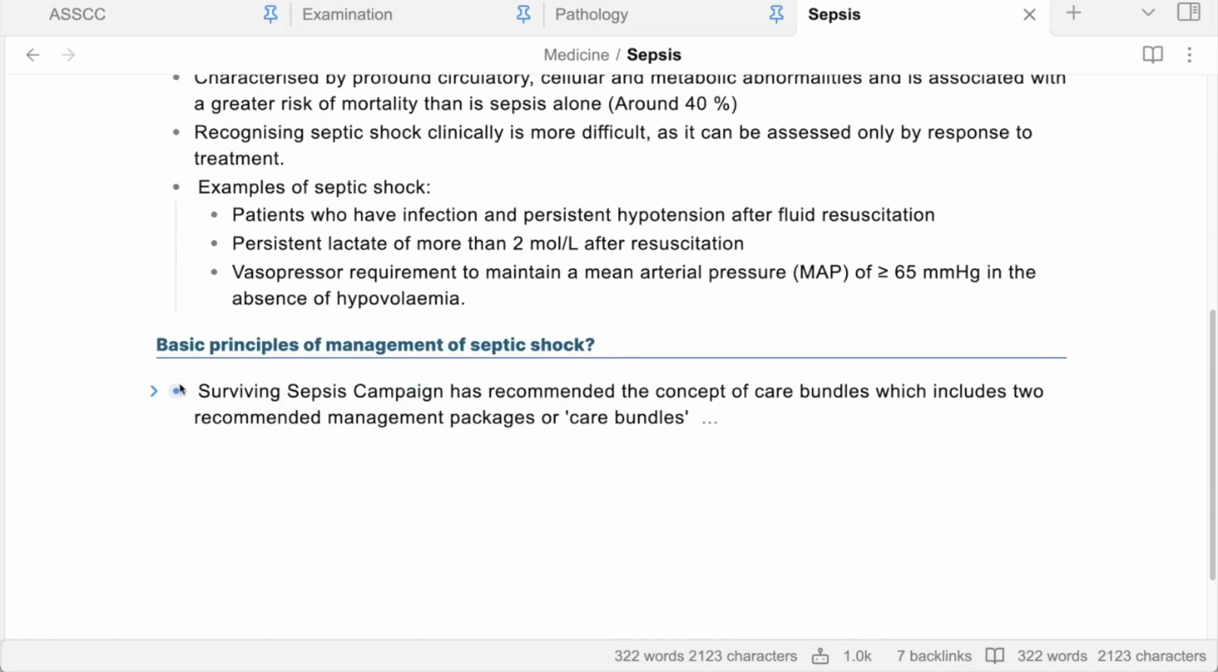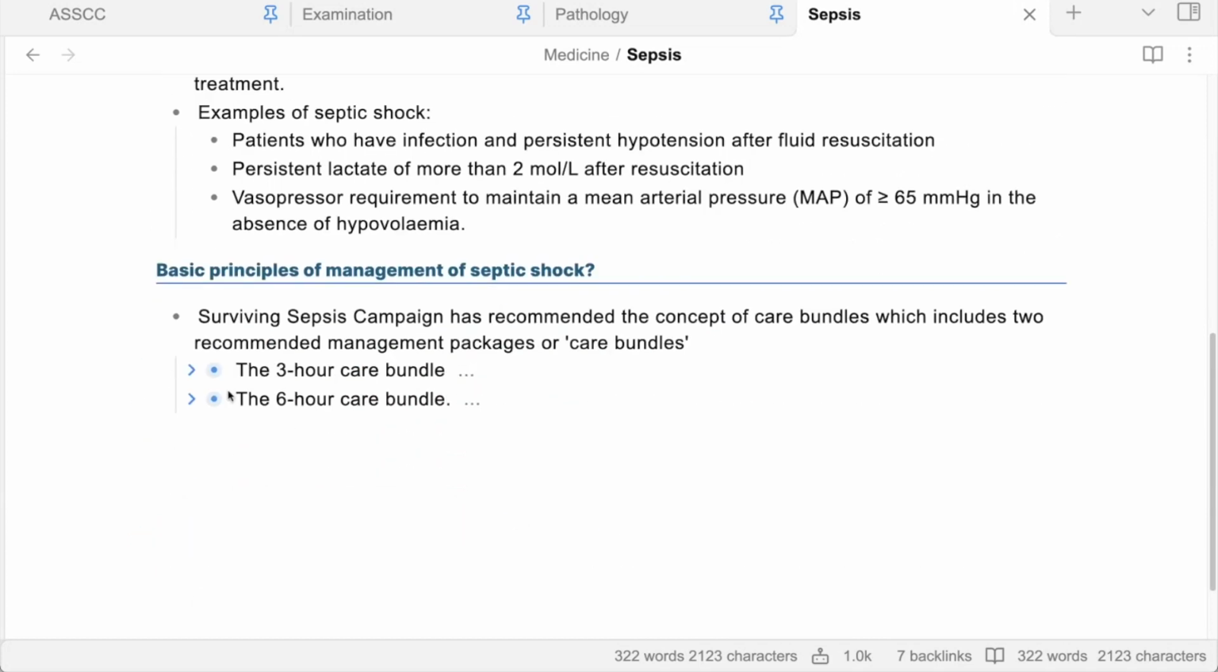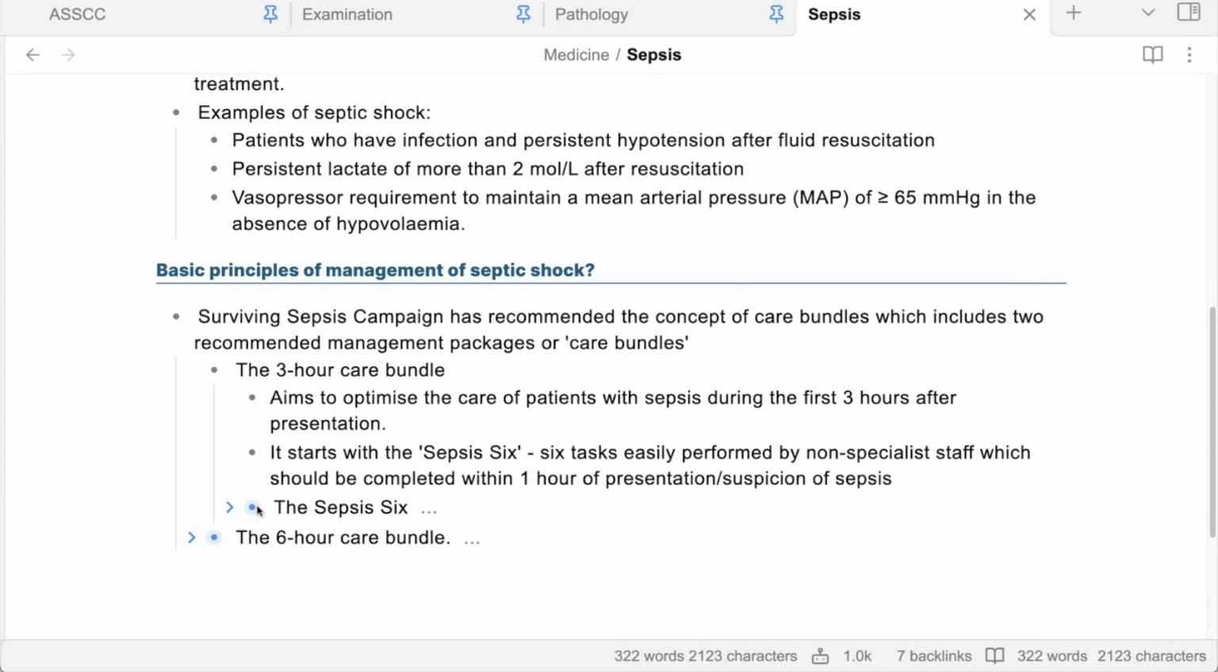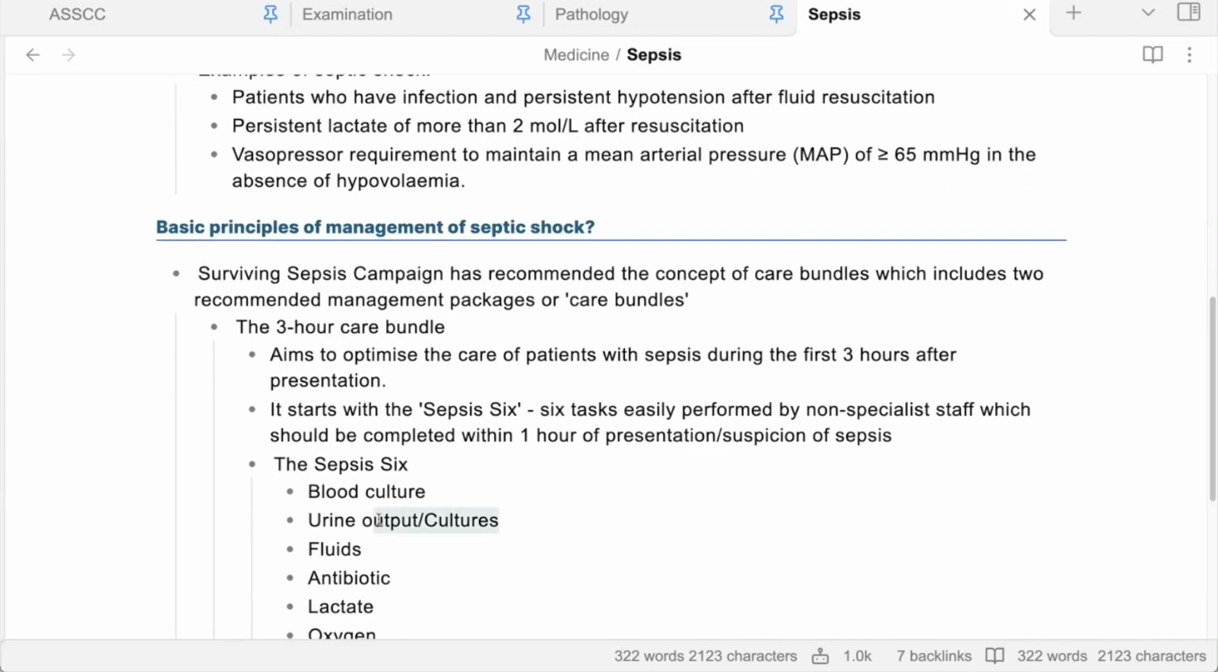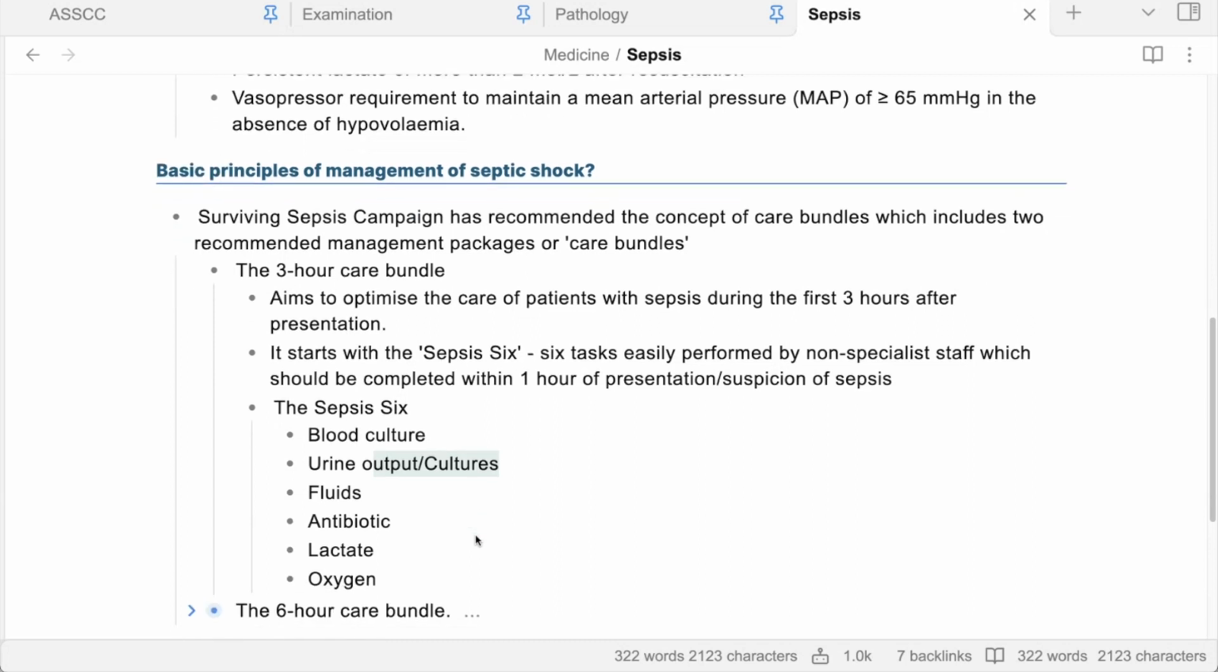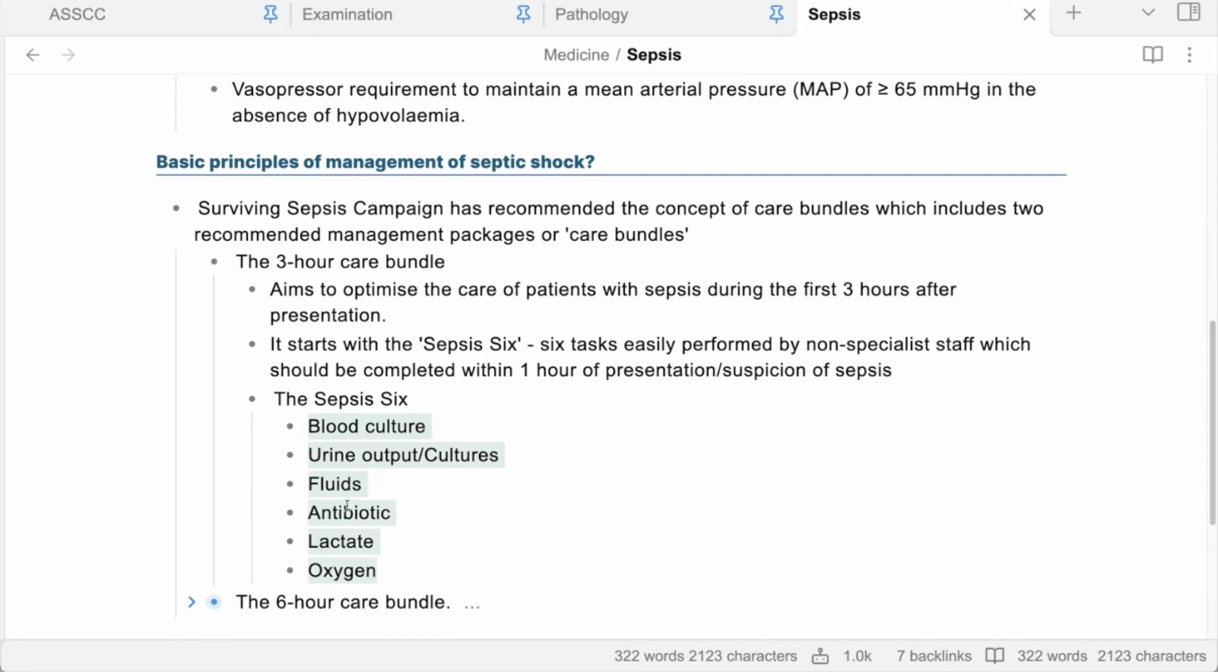The 3-hour bundle, basically you're trying to do the Sepsis 6. The way I remember it, Nazir, just listen to that. You will always remember it. The way I remember Sepsis 6 from medical school is the word BUFALO with just one L, all right? So B is blood culture and bloods. U is urine output, or urine cultures. F is fluids. A is antibiotic, L is lactate, and O is oxygen. So it's BUFALO with just one L, not 2 L. Yes. Oh, just one F.